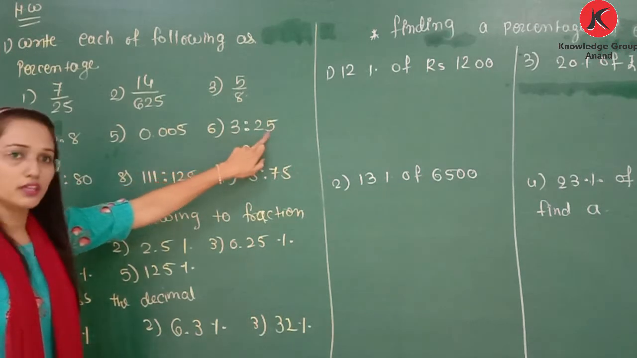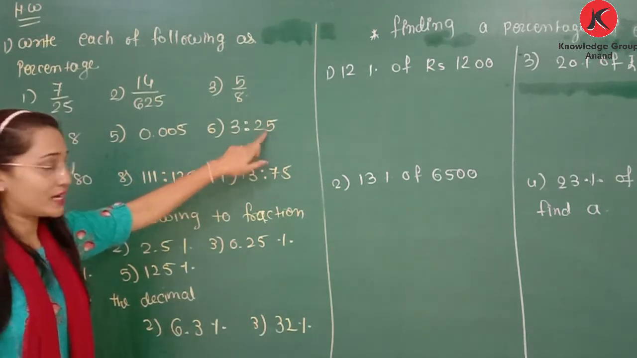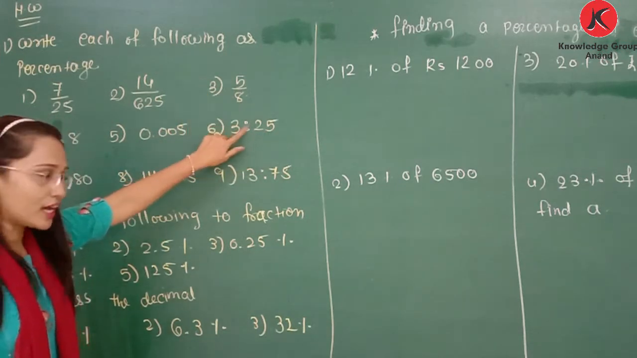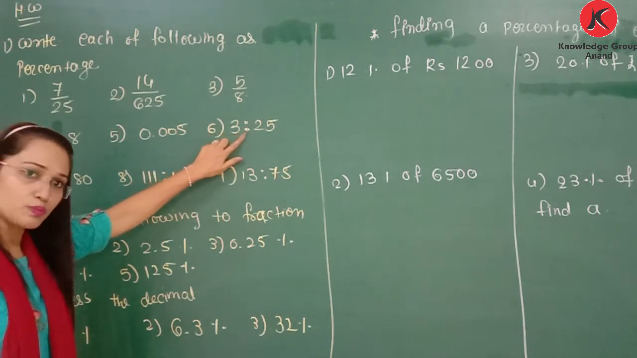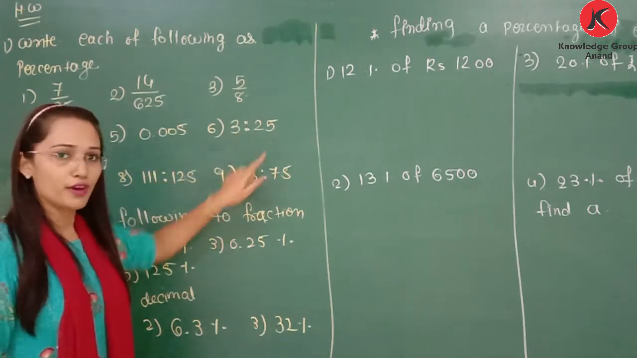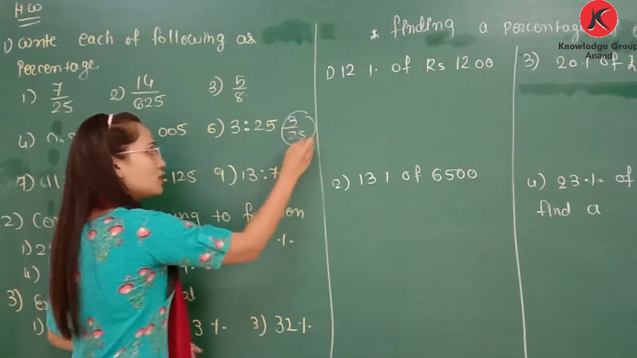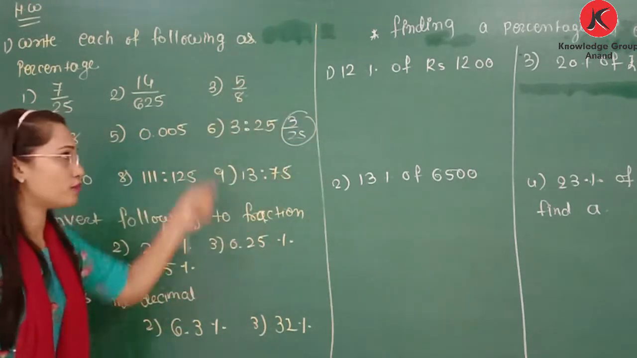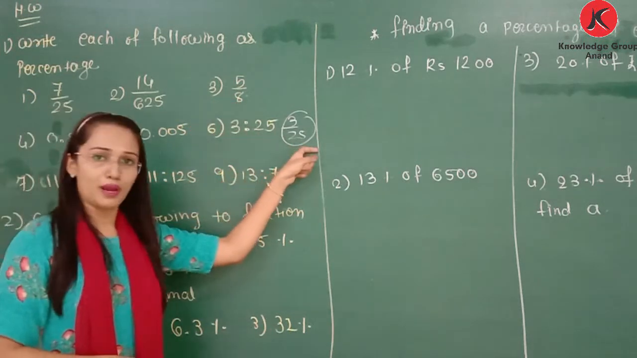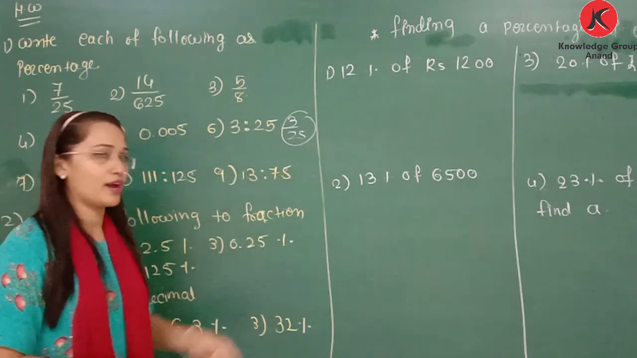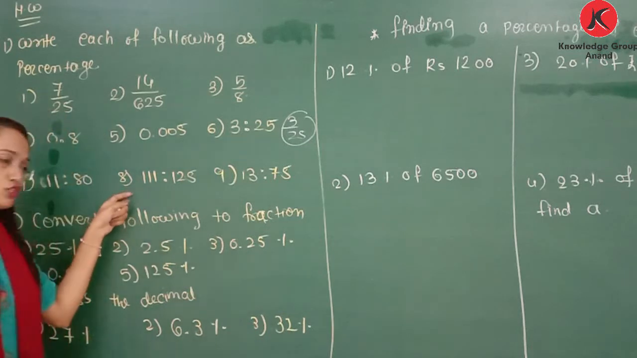Now you can see here the ratio. A ratio is the same as a fraction, so we can find the ratio as a percentage also. 3:25 can be written as 3 by 25. Now this is a fraction, and whatever method we use for a fraction, the same we will apply for ratios. So this way you can find the percentage for ratios.